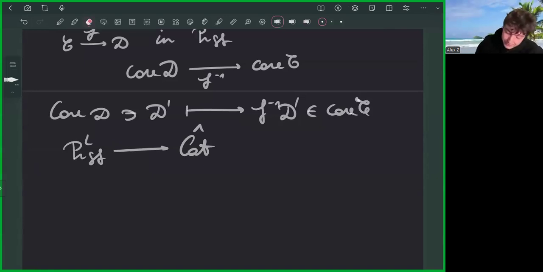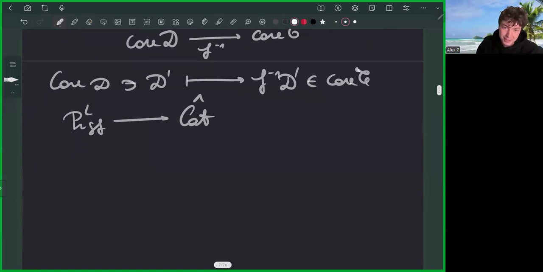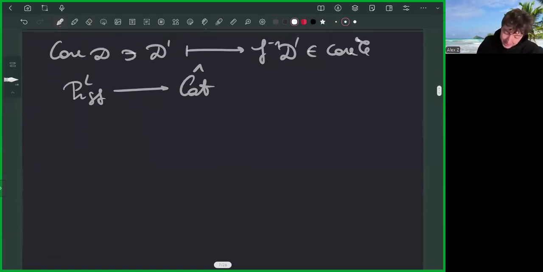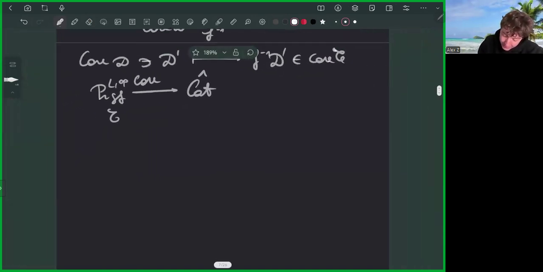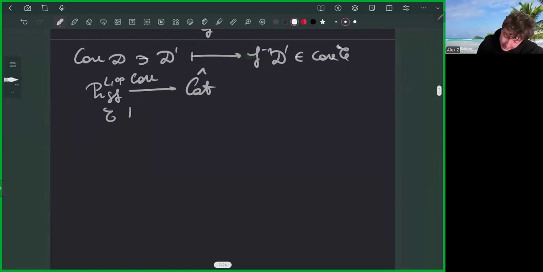Please interrupt me if there are any questions. I might go too fast sometimes. But maybe you now believe me that there is a functor core from PrLst into Cat. Sorry, this should be a contravariant functor. It should go from PrL^op to Cat, and it takes a category C and maps it to the core, and a morphism is mapped to the pre-image functor.